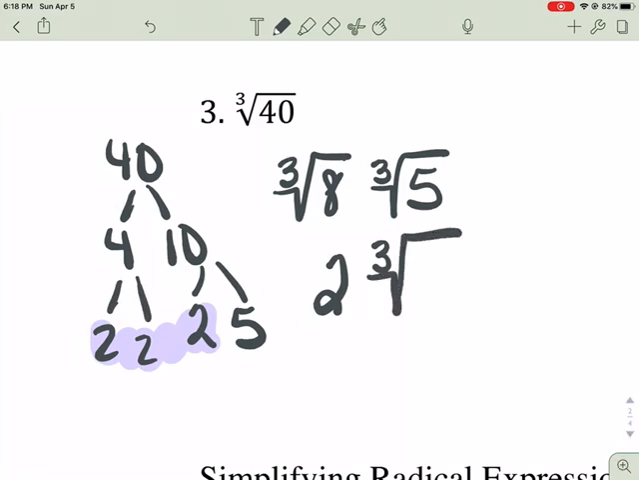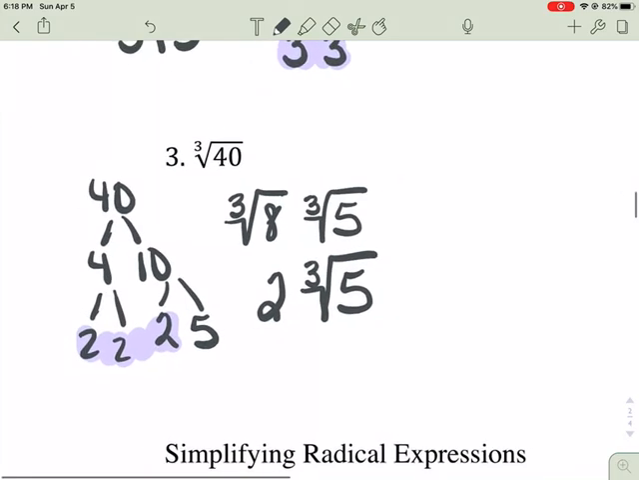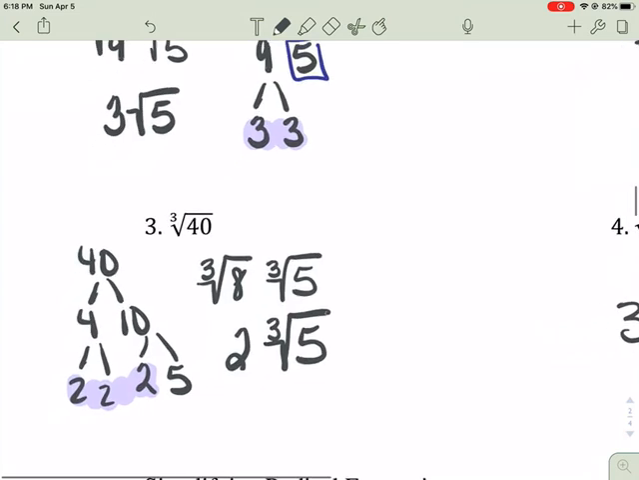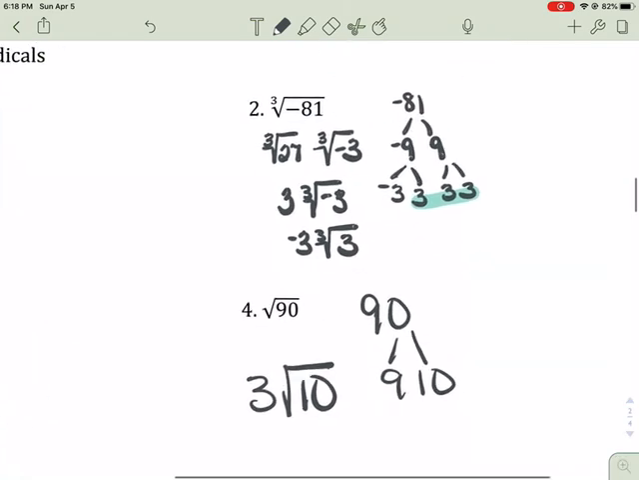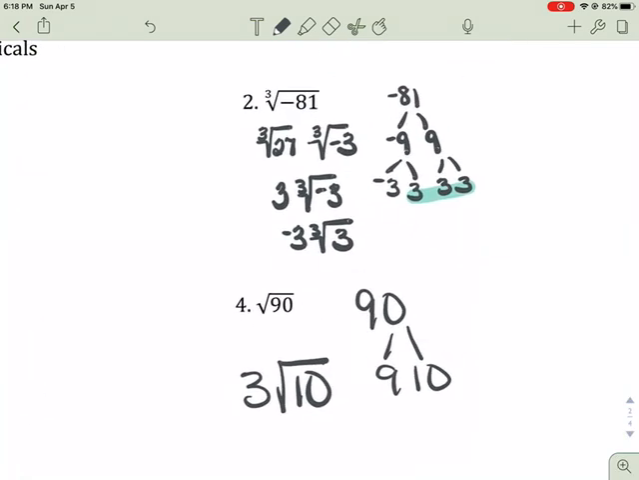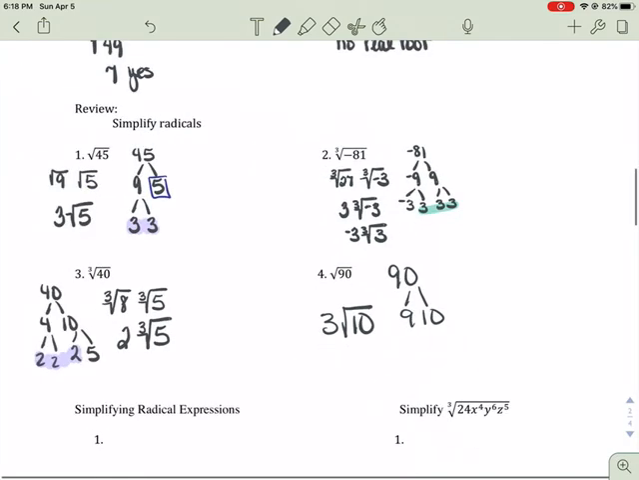So the cube root of 8 is 2, times the cube root of 5, and there's our solution. All right, so take a minute, pause the video, and see if you can finish up 2 and 4. All right, so here are the solutions I got for 2 and 4. I got negative 3 cube roots of 3 and 3 square roots of 10.